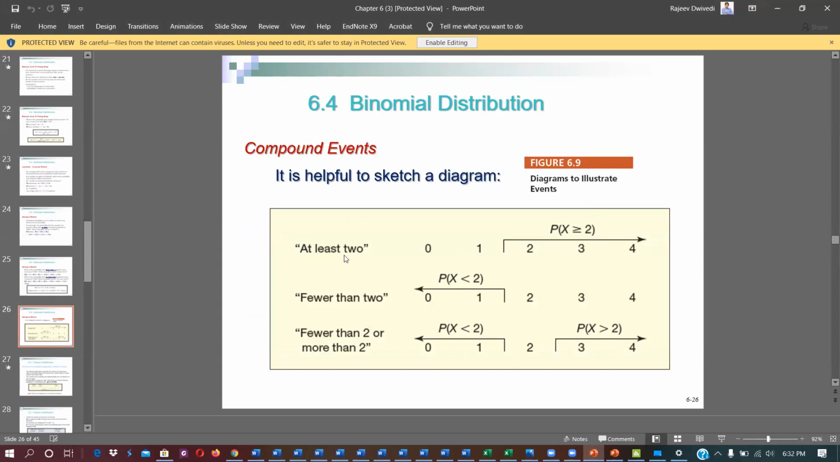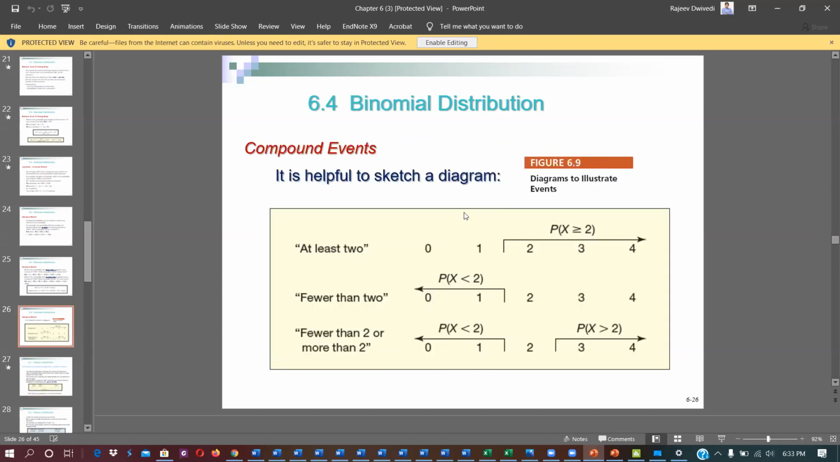If you are asking at least 2, it means 2, 3, 4 in this case. If you are asking fewer than 2, it means 2 is not counted. What is less than 2 is 0 and 1. Fewer than 2 means 0 and 1. More than 2 means 3 and 4, so in this case 2 is not counted. So please understand the wording and the concept, because that is very important in order to decide the X value.